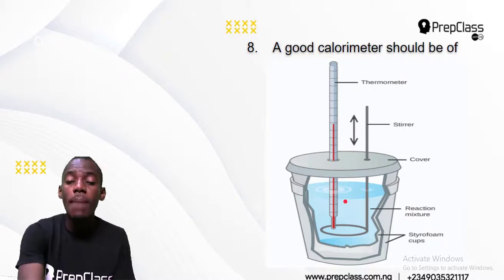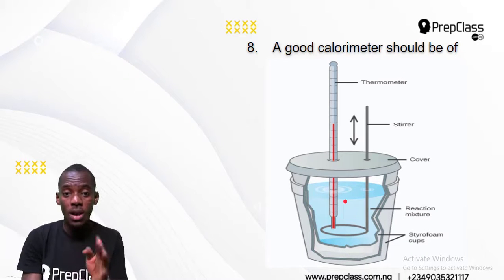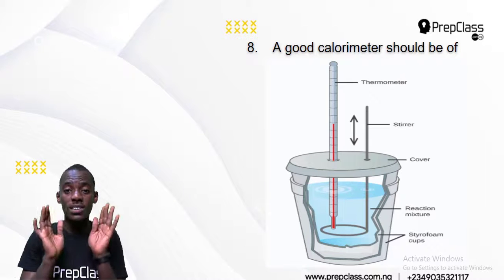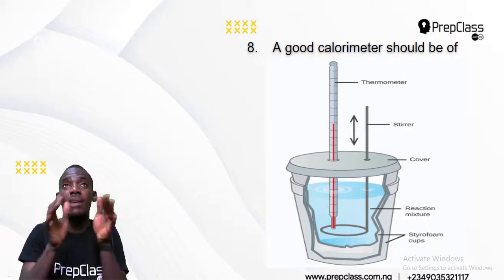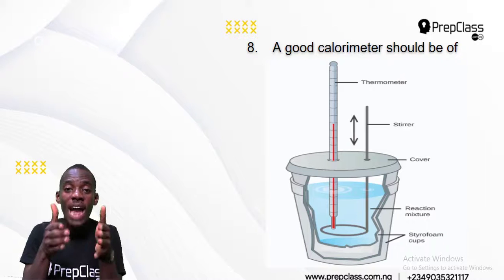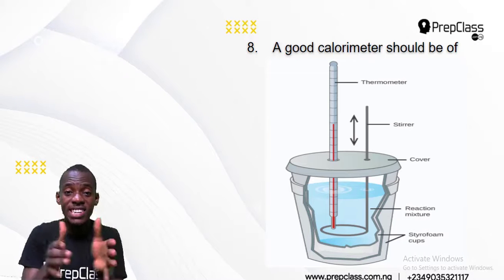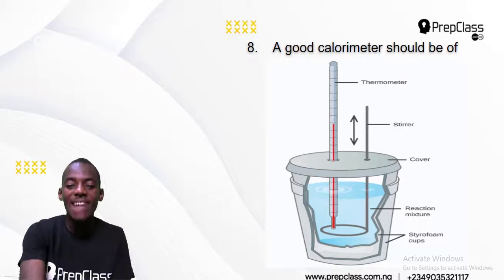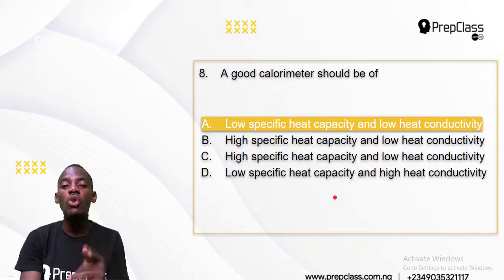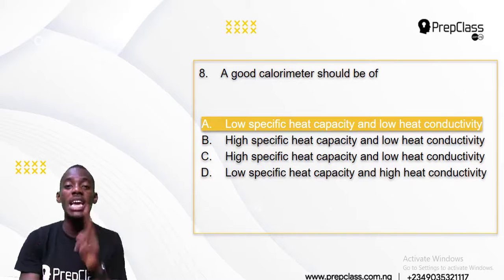So a good calorimeter must not share the heat with the water or with the system. It must just contain the heat and make the heat stable, and thus it must confine the heat within the system and make none of the heat to be lost. That's the reason why the answer is A, low specific heat capacity. It must not absorb heat and it must not send out heat, and that makes option A the correct answer: low heat conductivity and low specific heat capacity.